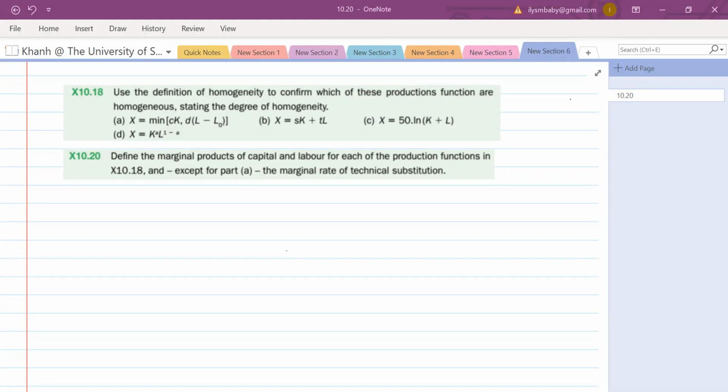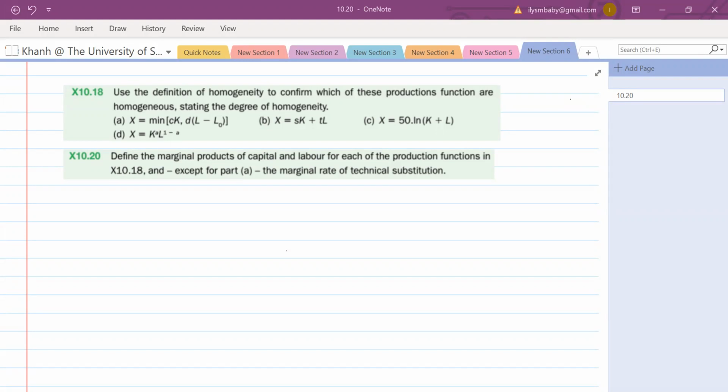Okay, so we're going to do question 10.20. In this question, it's just asking you to find the marginal products of capital and labor for each of the production functions in 10.18. So I also have exercise 10.18 here with all of these production functions. What we have to do is find the marginal products of capital and labor for these, and then find the marginal rate of technical substitution apart from part A.